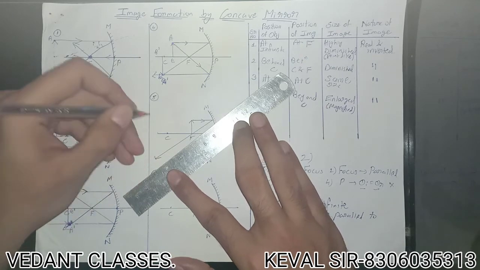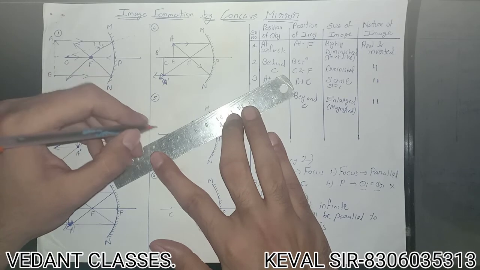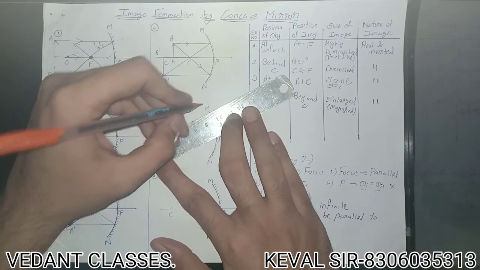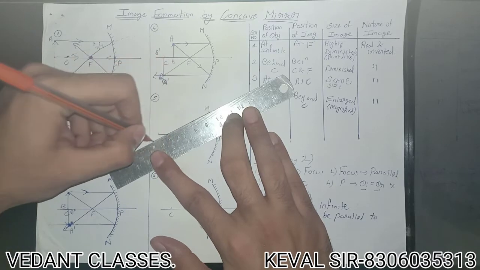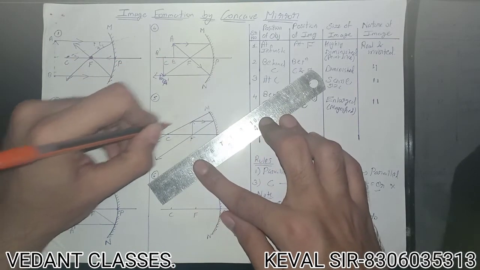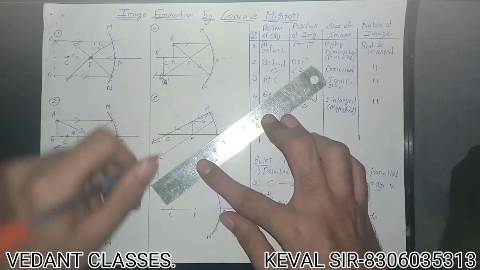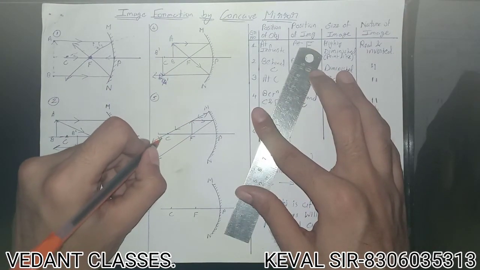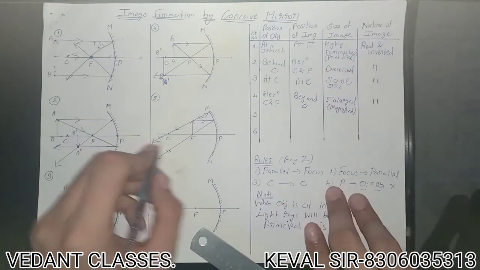Okay. Now if you consider another ray passing through C like this, then it will reflect back on the same path. If it is incident like this, then it will reflect back on the same path. Okay. So you can see that these two light rays are parallel. So here the image will form at infinity.